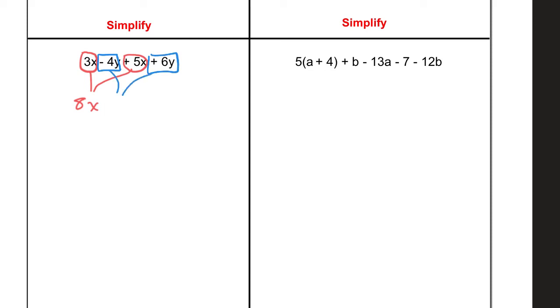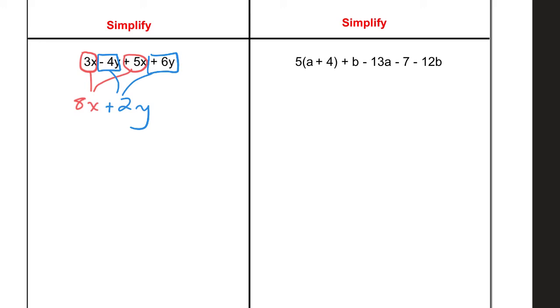Now for the y portion, notice once again, I took the signs into consideration. I have minus 4y and plus 6y. So negative 4 plus 6 is going to give me positive 2y. What I did there was negative 4 plus 6. I kept the y the same.